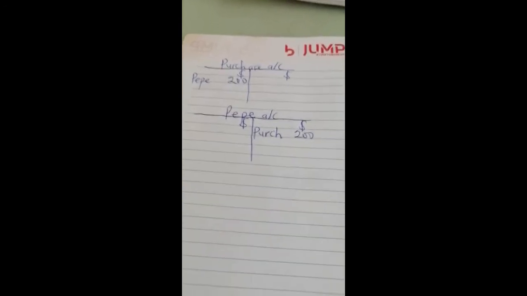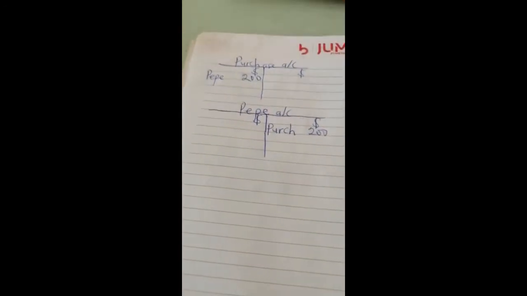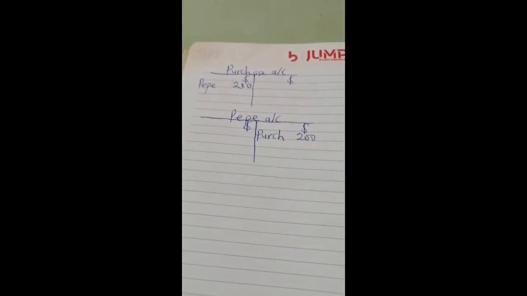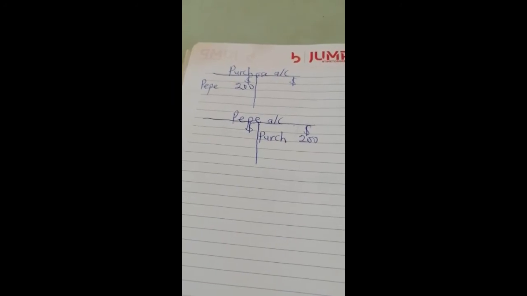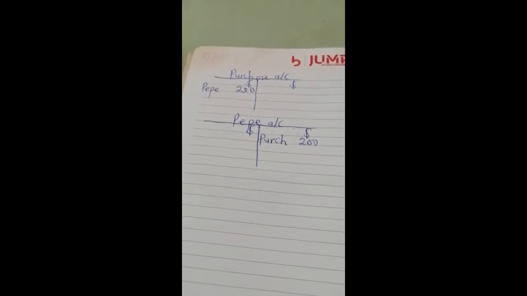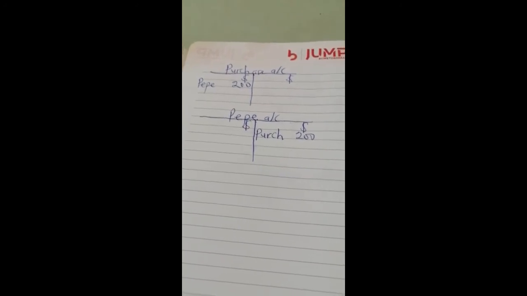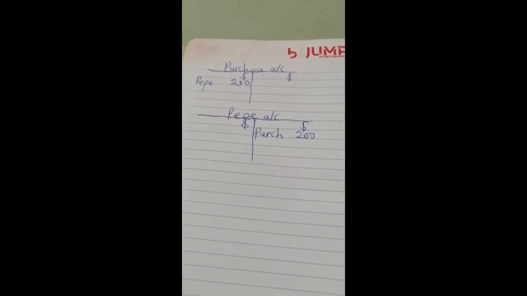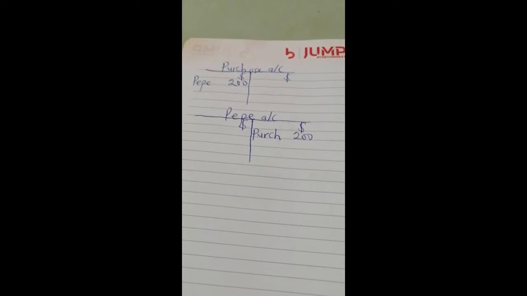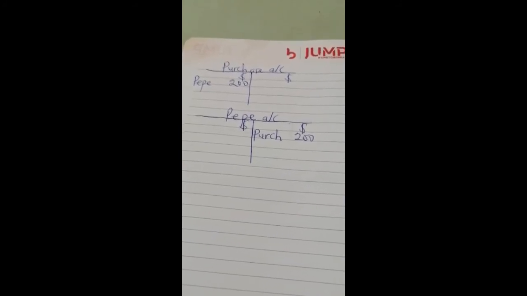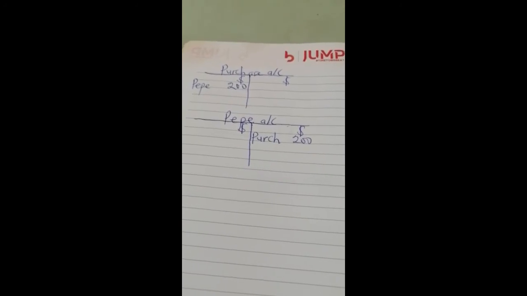But you know that under our double entry principle, we have the purchase account, which has to be debited, and Pepe's account has to be credited. So this is the error here. Now how do we rectify the error?